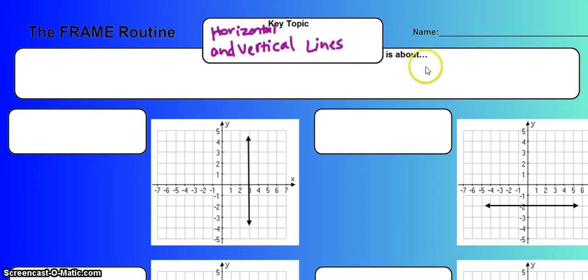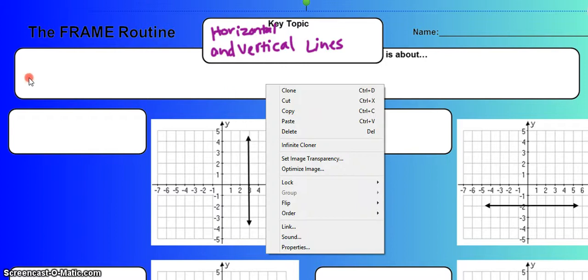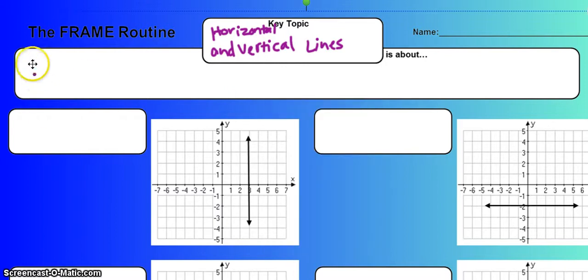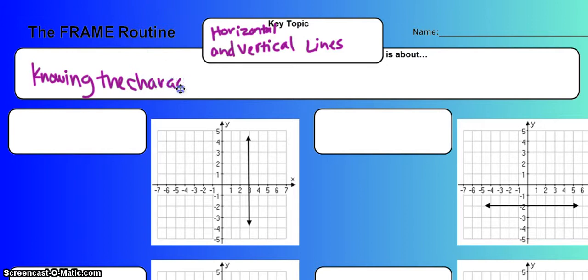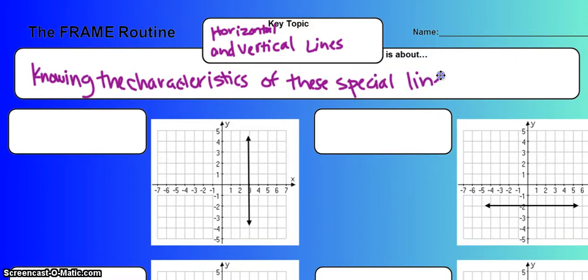Horizontal and vertical lines is or are about knowing the characteristics of these special lines. Alright, so it's about knowing the characteristics of these special lines.